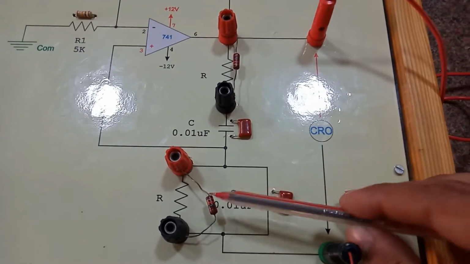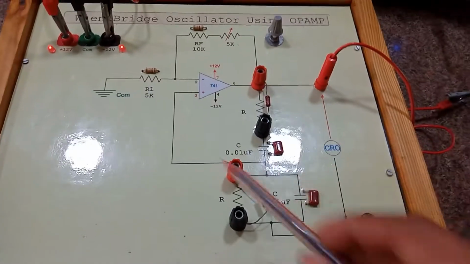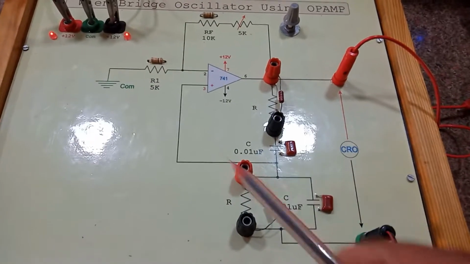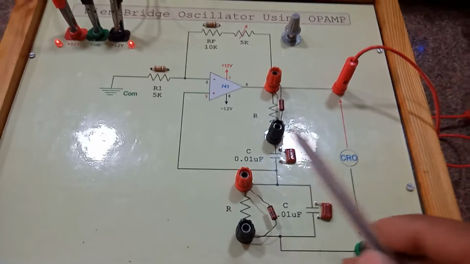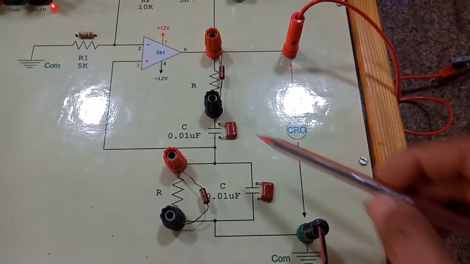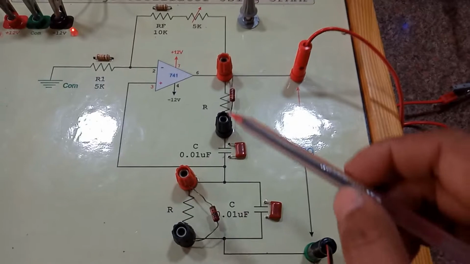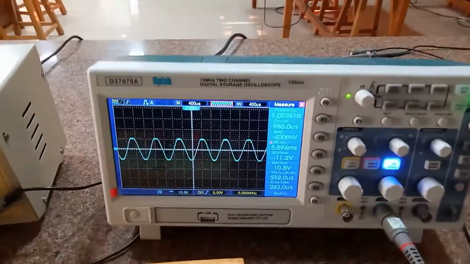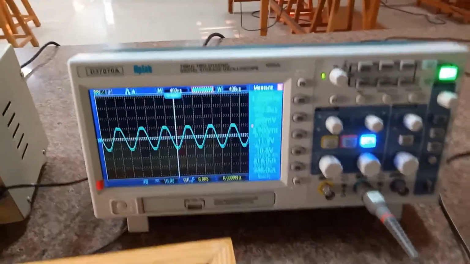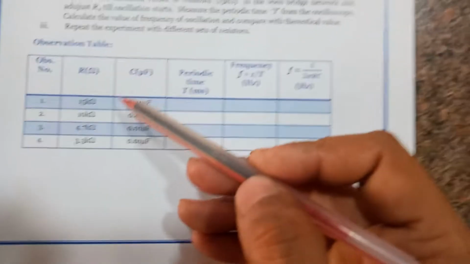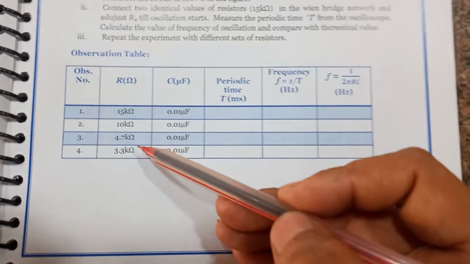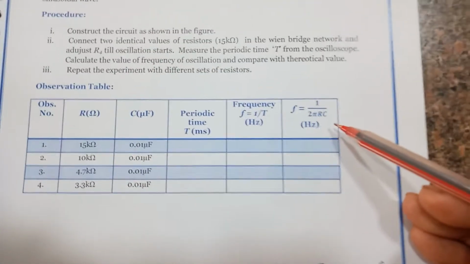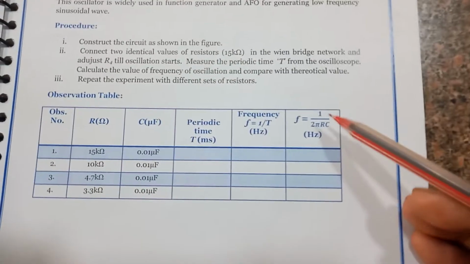By changing the value of resistance, you are changing the RC circuit, and that is going to change the charging and discharging time of these capacitors. That will change the frequency of the sine wave. So you have to change the value of R for 4 values and find out the frequency. This is the theoretical one. You have to find out the theoretical value by using this formula.